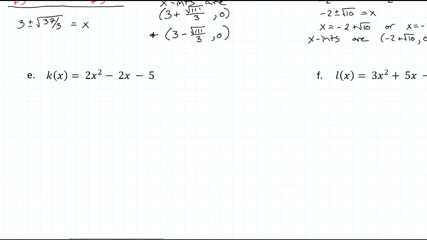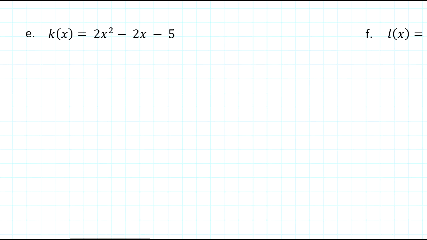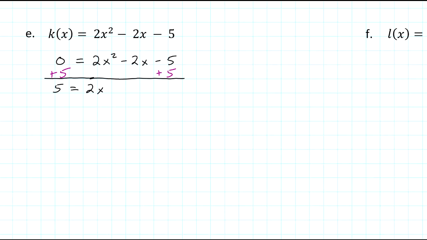All right, we've got 2 more examples here, and we'll see some more fractions crop up now, I believe. For this one, we have the function k of x equals 2x squared minus 2x minus 5. We set the output to 0, so 0 equals 2x squared minus 2x minus 5. Go ahead and add the 5 to both sides to get it out of the way. So we end up with 5 equals 2x squared minus 2x.